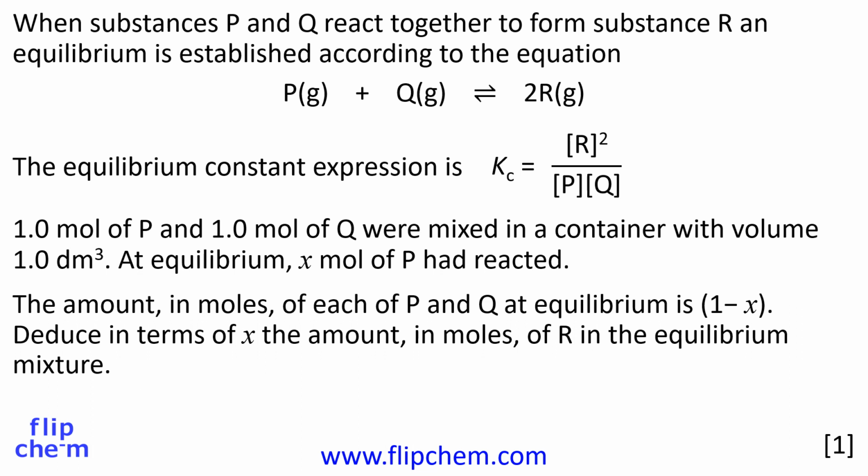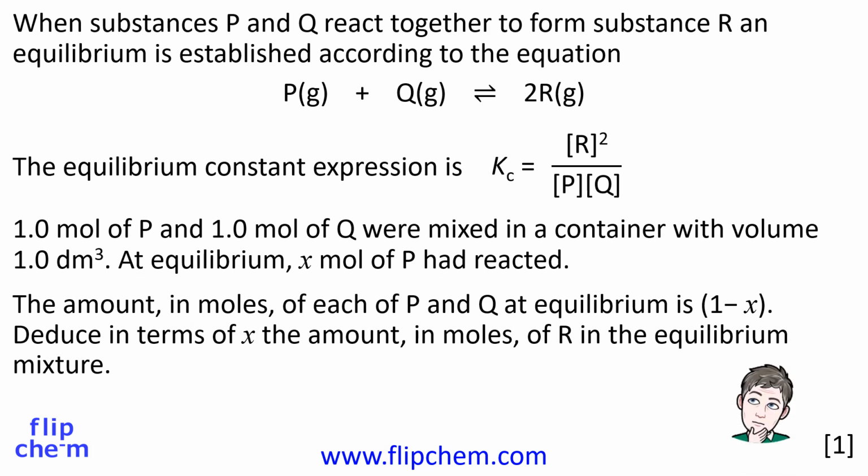Here's the first part of the question. When substances P and Q react together to form substance R, an equilibrium is established according to the equation P plus Q is in equilibrium with 2R. The equilibrium constant expression is Kc is equal to the concentration of R squared divided by the concentration of P multiplied by the concentration of Q.